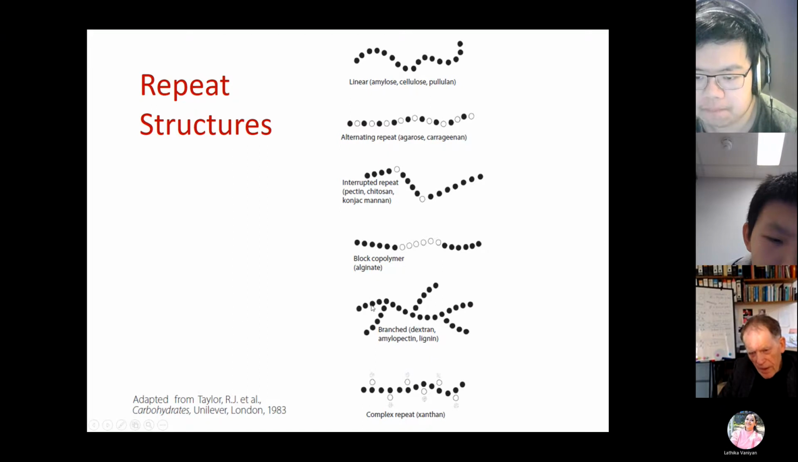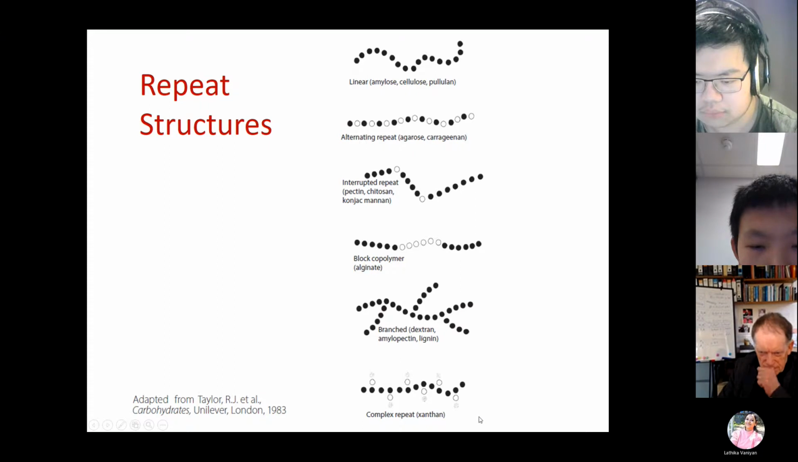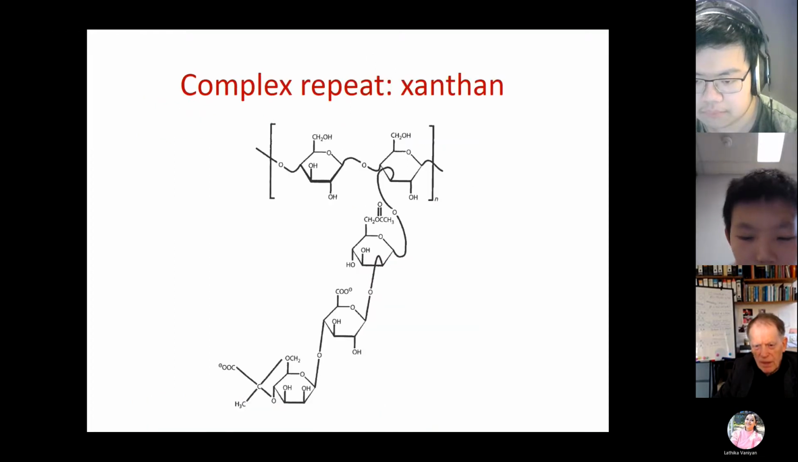You can get branched types of polysaccharide structure: dextrans, amylopectin, lignin. I think dextran is the subject of the assessment question which I've given you with different links. And then you can get what's called complex repeat types of polysaccharide with different types of residues coming off at specific points. So these are the different types of repeat structures you can get with polysaccharide molecules.